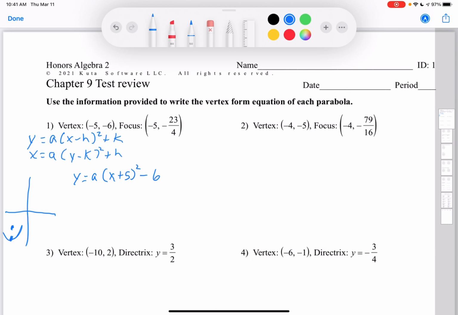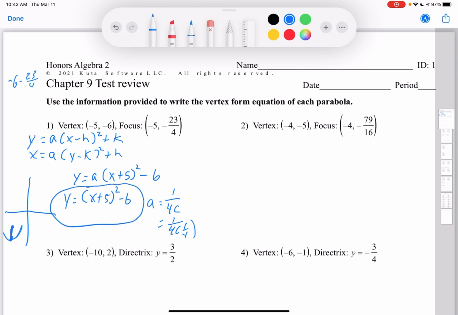Now we have to find that a value, and remember a is equal to 1 over 4c. So remember the c value is the distance between there, and it's going to be positive in this case, so it looks like it's 1/4. So you just go -6 minus (-23/4), so 1/4. So a equals 1 over 4 times 1/4, which is just 1. So you get y is equal to (x plus 5) squared minus 6. So there's your first one.